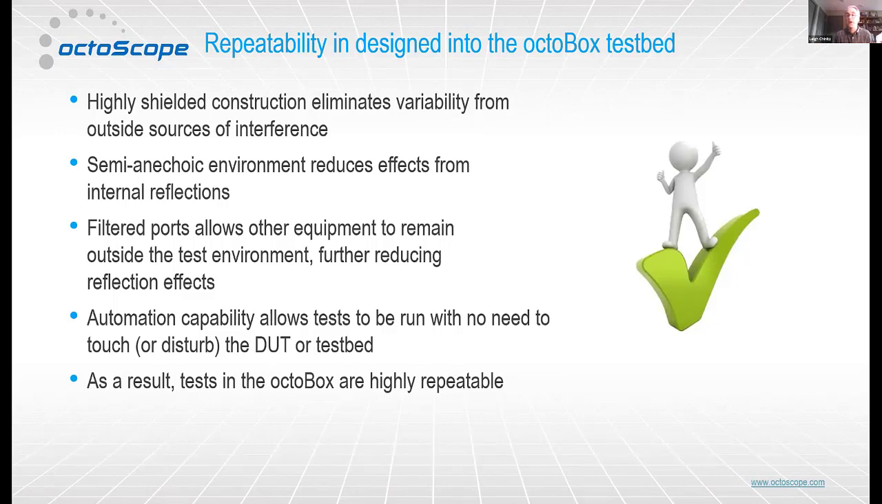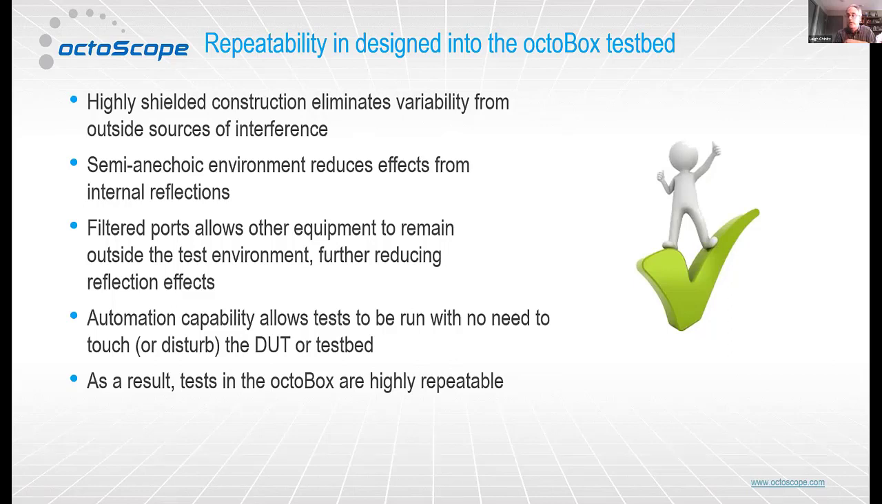So there are other things in a wireless testbed that could cause even results done with no changes at all to not be repeatable. And the octoScope testbed has been specifically designed to eliminate those. So, for example, if there was interference coming into the testbed, changing the environment, that would be a problem. But we have industry-leading shielding in the system that we have.